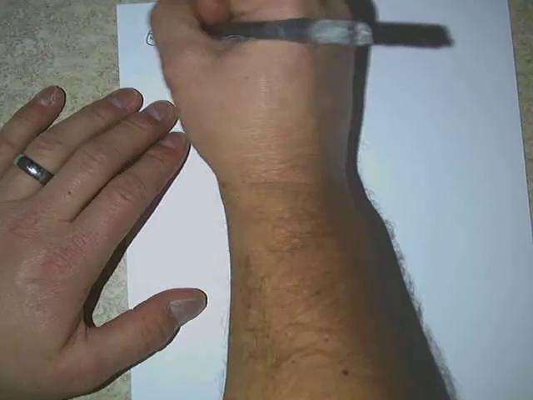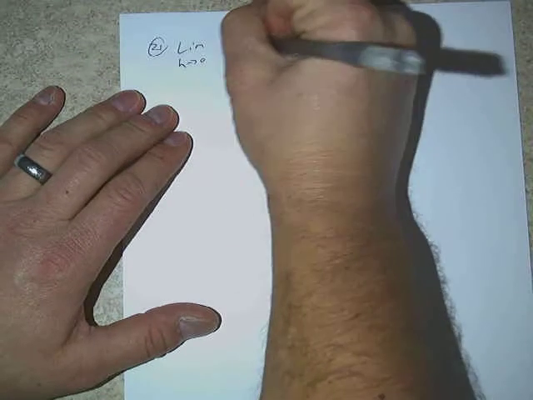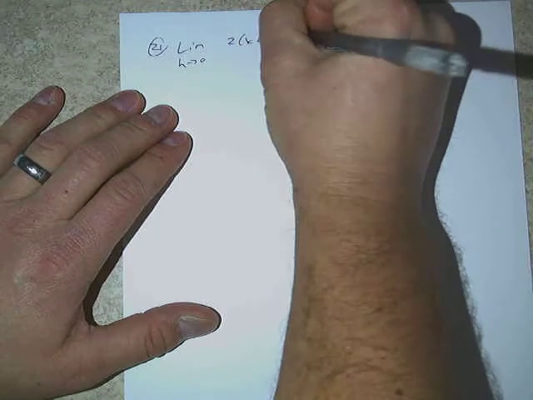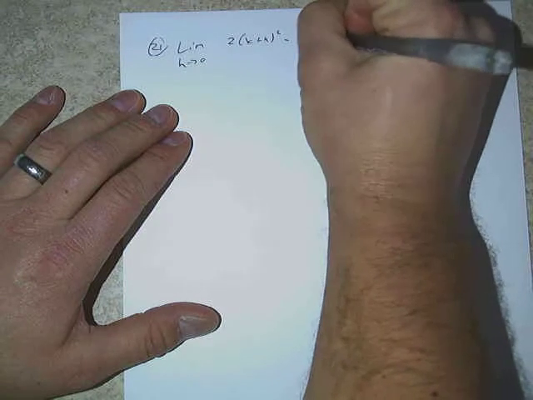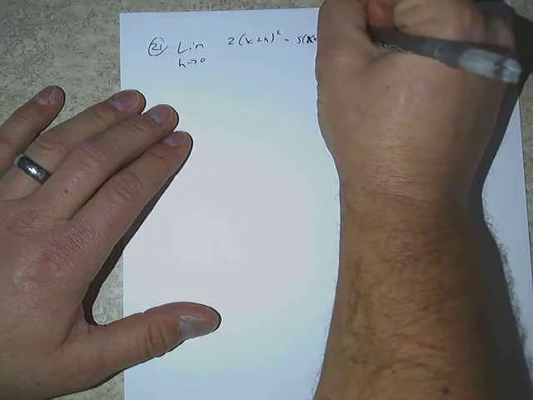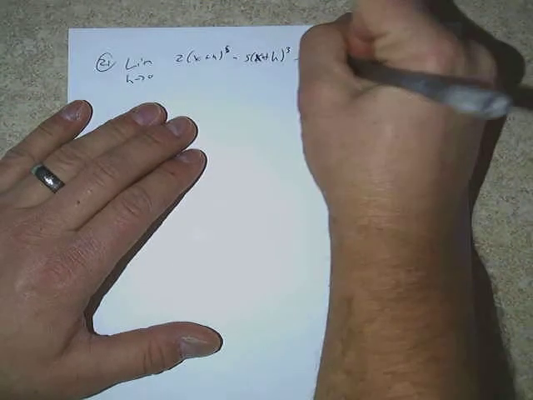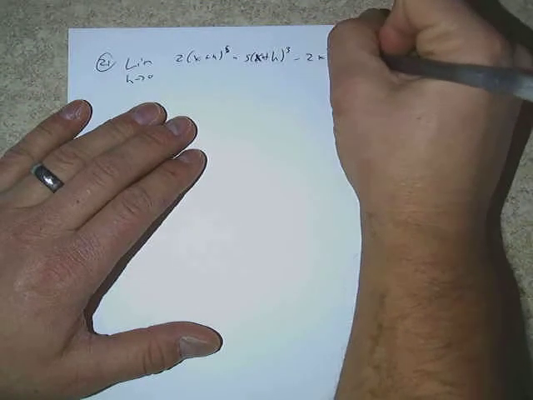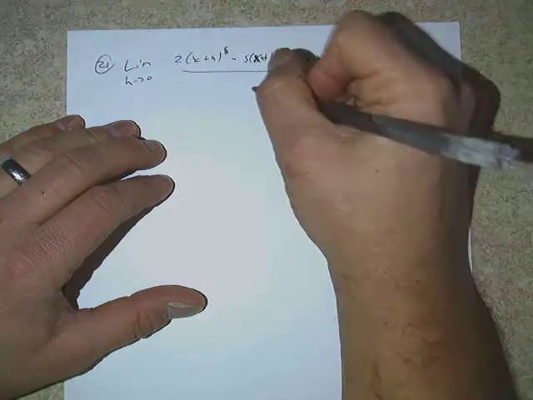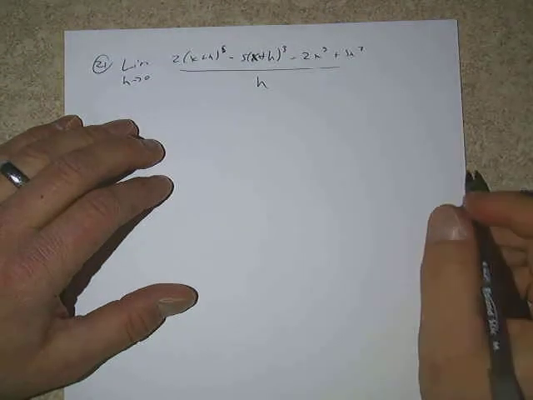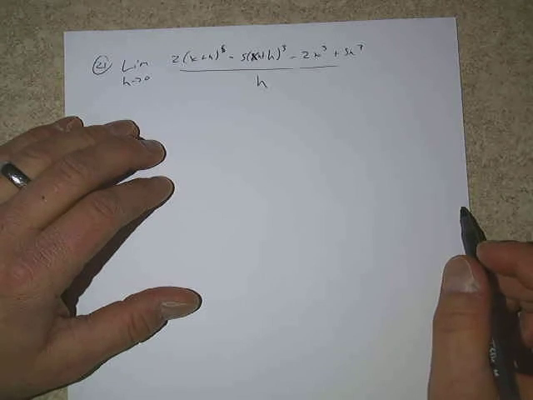21, we have a limit. As h approaches 0, we got 2 times x plus h to the 5th minus 5 times x plus h cubed, minus 2x to the 5th plus 5x cubed, all over h. So ultimately we just need to recognize that this is just the derivative of some function.